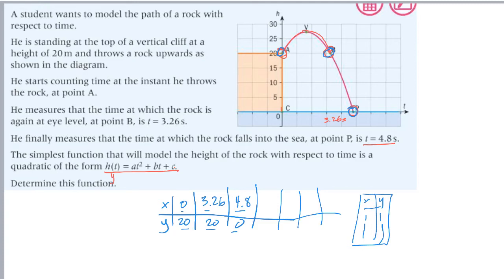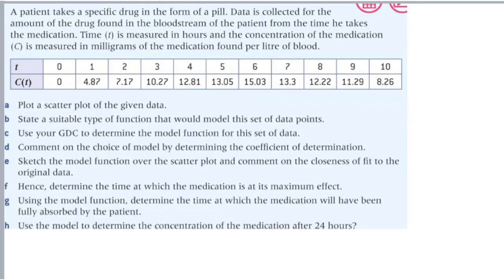And hopefully, again, when you push enter and when it gives you the answer, you should get y equals negative 2.71 t squared plus 8.82t plus 20. And hopefully you get exactly the same answers you did last time. All right, good. And so here's a second example.